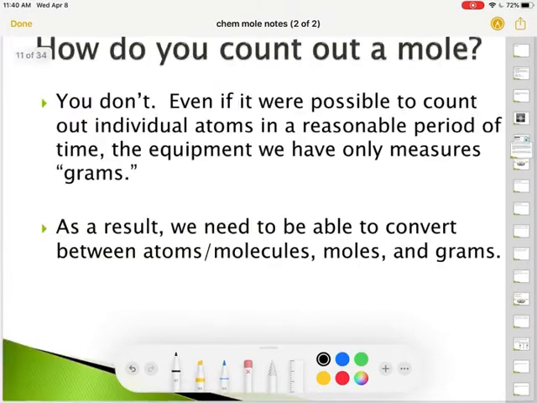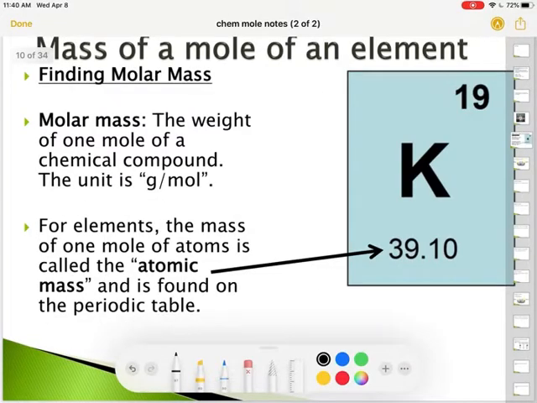Molasses. Haha. Okay, so the mass of 1 mole of an element is equal to its mass on the periodic table. This is called its atomic mass. All right, so if you have 39.10 grams of potassium, you have 1 mole of potassium.